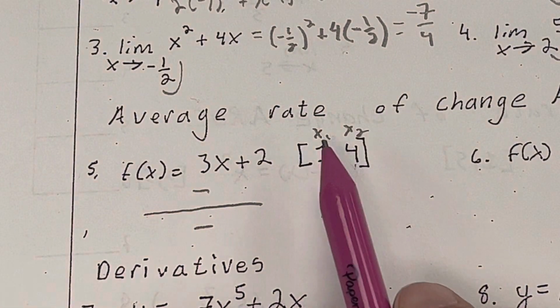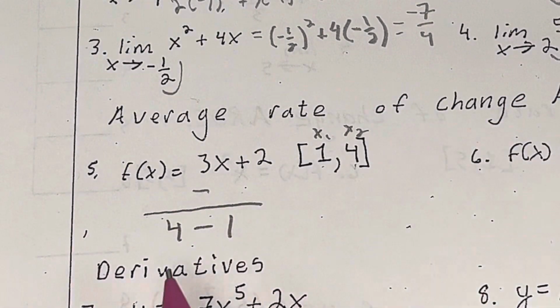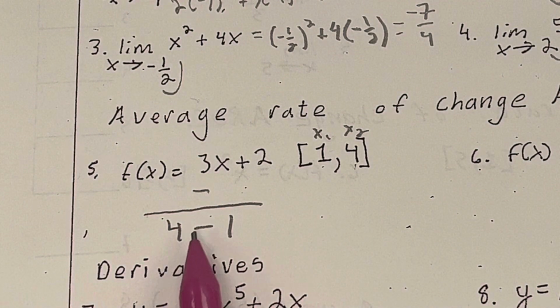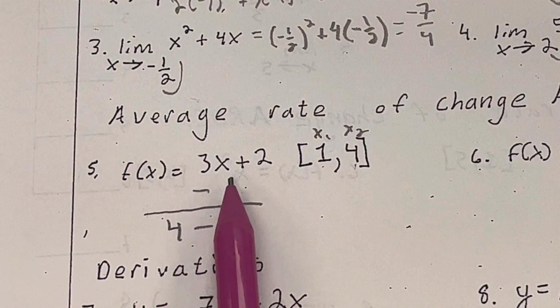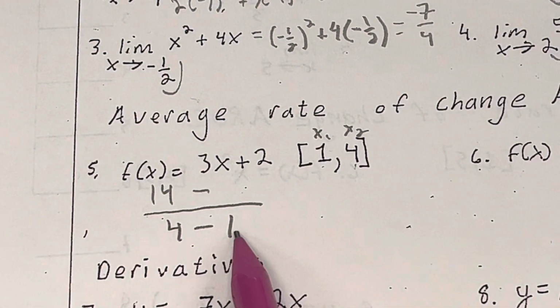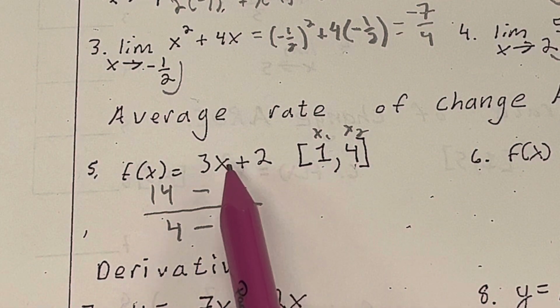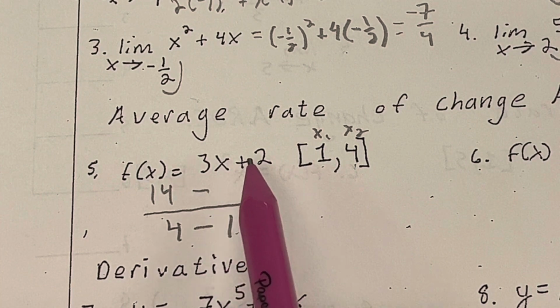So it's going to be x sub 2 minus x sub 1. So that would be 4 minus 1. Now, what I want to do is plug this 4 into this equation up here. So 3 times 4 is 12. 12 plus 2 is 14. Then I'm going to plug the 1 in. So 3 times 1 is 3. 3 plus 2 is 5.